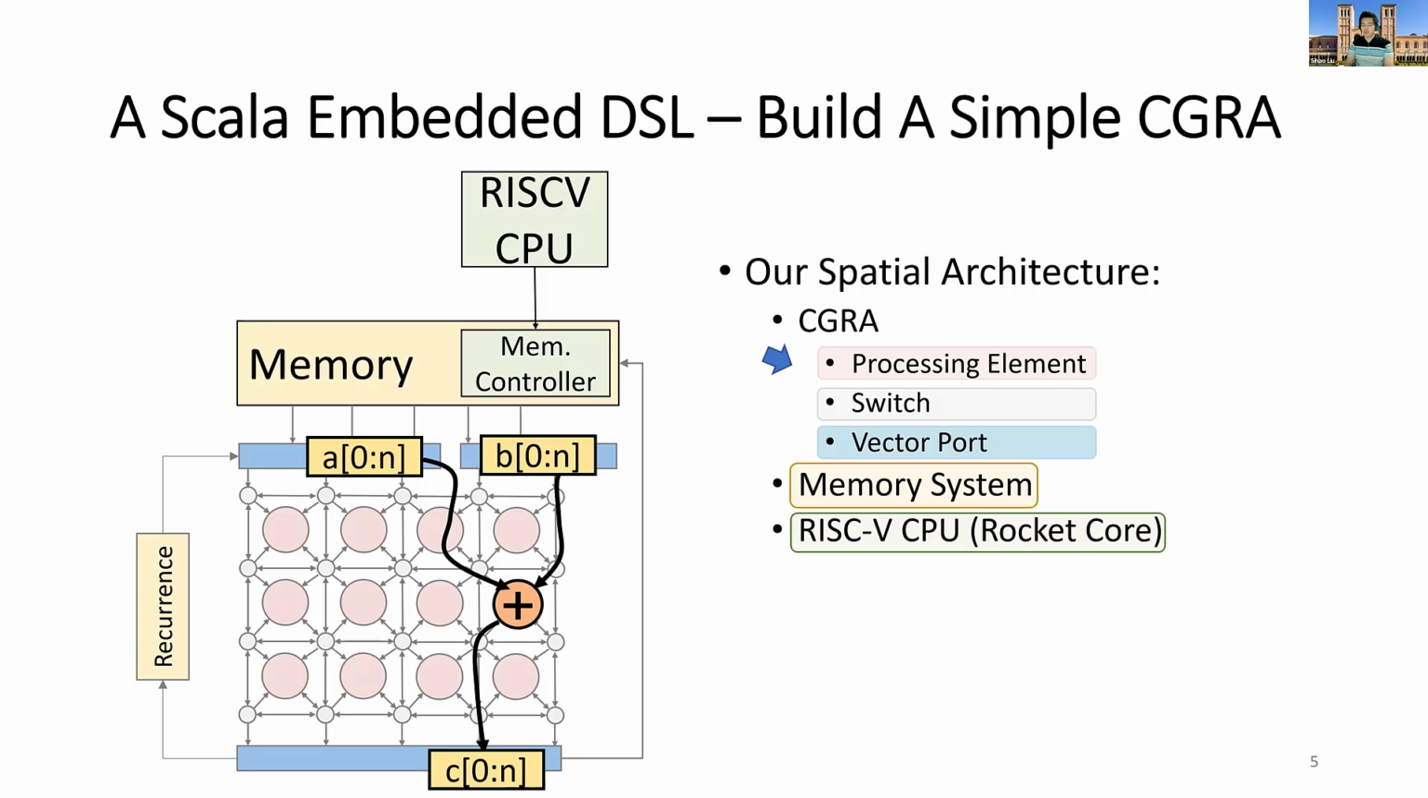So we need a way to direct the inputs to the processing elements and direct the outputs. Here we have switches, and a bunch of switches will form a routing network. Also, we want to buffer the incoming stream and form the output stream, and read it from memory or write it back to memory. So we have a synchronization unit called the vector port, and the vector port does the work of synchronization. The rest is the memory system, and we also have a RISC-V core attached to it. So this is the overview of the hardware architecture.